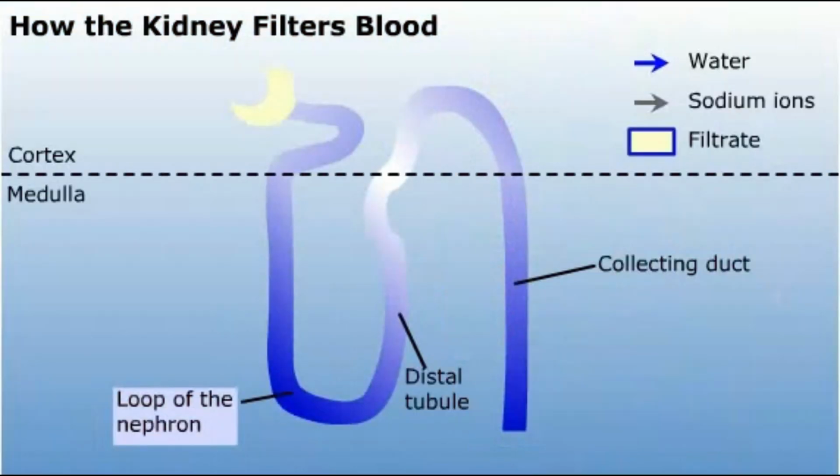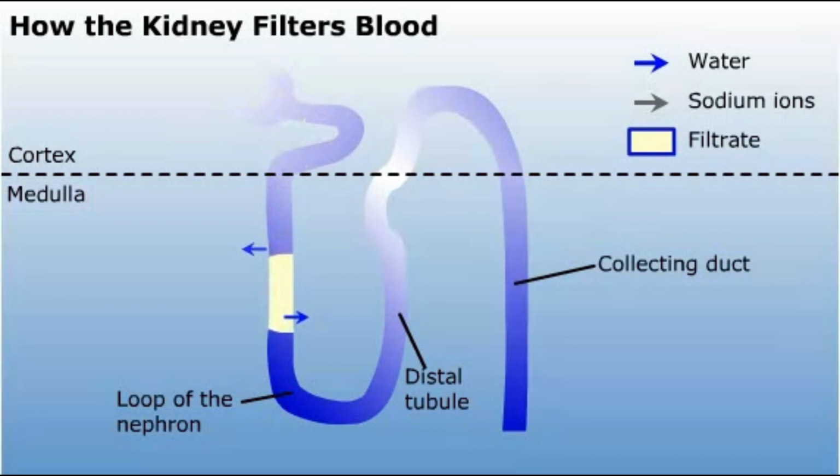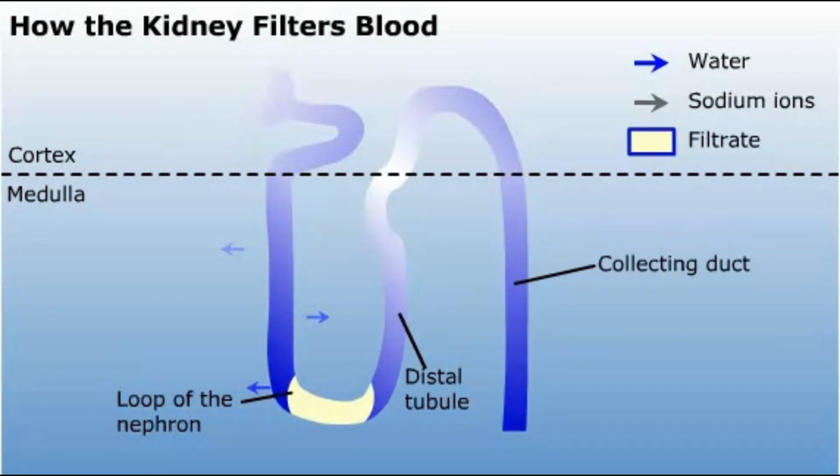The loop of the nephron, connecting the proximal and distal tubules, is where most of the water in the filtrate is reabsorbed. We've already seen that the loop of the nephron lies in the medulla of the kidney. Here the salt concentration of the interstitial fluid is much higher than that in the cortex. As the filtrate reaches the medulla, water diffuses out from the tubule, diluting the interstitial fluid to maintain osmotic balance.